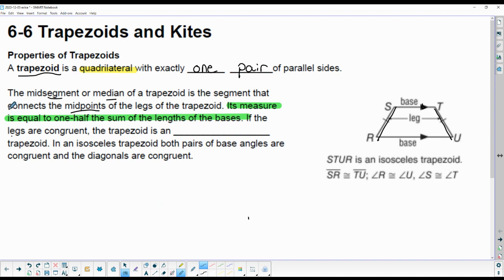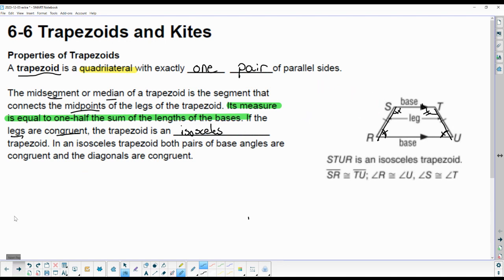If the legs are congruent, meaning they have the same length, the trapezoid is called an isosceles trapezoid. In an isosceles trapezoid, both pairs of base angles are congruent and the diagonals are congruent. So the base angles would be like this angle and this angle would be congruent. So this one would be the same measurement as this one. And this angle would be the same measurement as this angle.